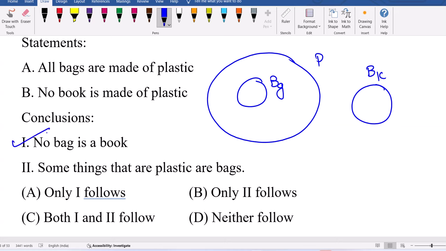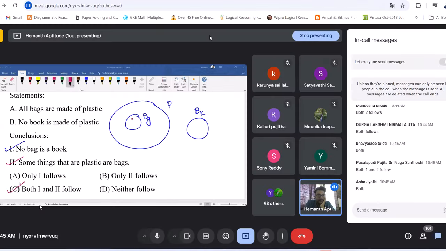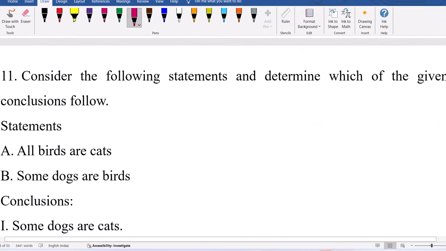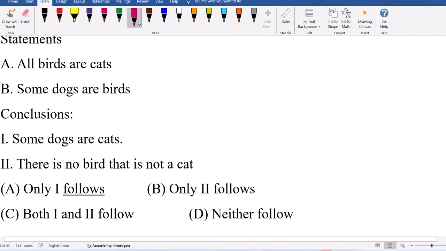Some things that are plastic are bags. Yes, some part of plastic are bags. So in this plastic area, this dot comes under plastic, and it comes under bags as well. So the second one is also correct, both one and two follow. Something that is plastic is a bag as well, both one and two follow. Excellent. Now see again statements and conclusions here.